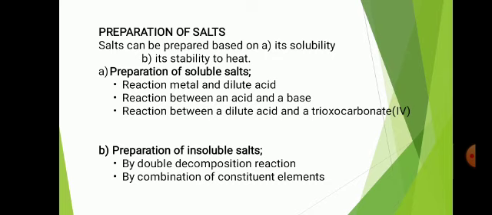Another way of preparing a soluble salt is the reaction between a dilute acid and a trioxocarbonate(IV). When a dilute acid reacts with a trioxocarbonate(IV), it tends to liberate carbon dioxide from the trioxocarbonate(IV) and at the same time produce water, and a salt of a metal is formed.